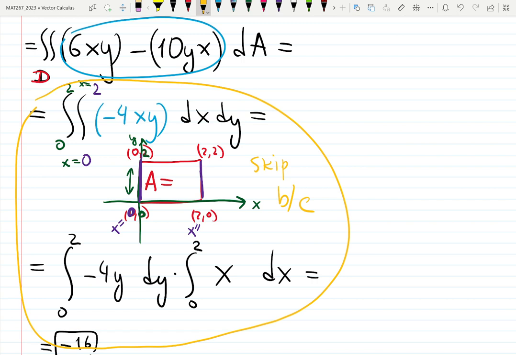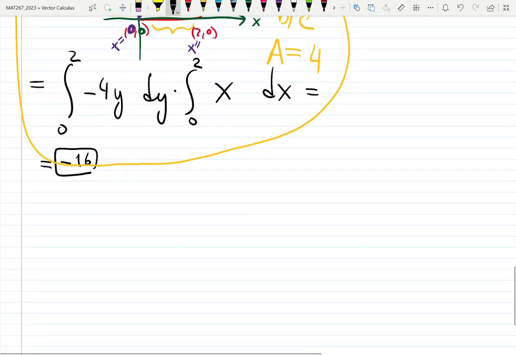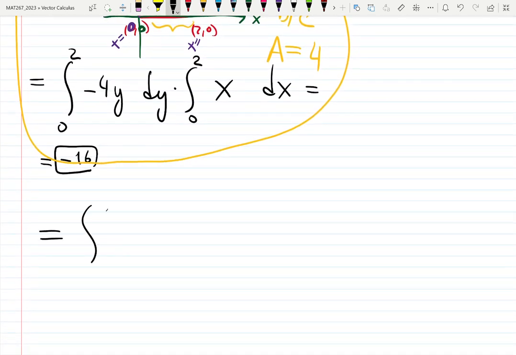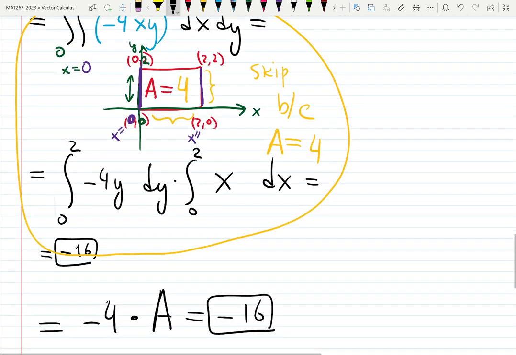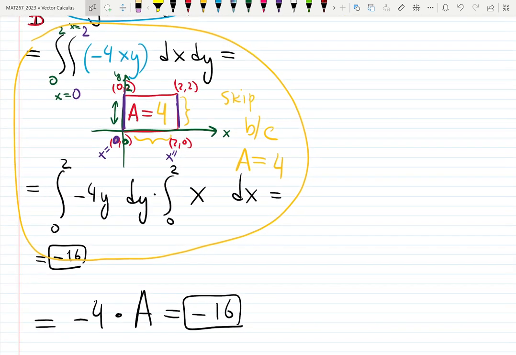Because the area of this specific square is what? Area: 4. Because it has length 2 and width 2, and it's also a square, so 2 times 2, it's 4. So actually the integral becomes like this: minus 4 times area, which is minus 16. That is faster. But if you hesitate, you can do it anyway.